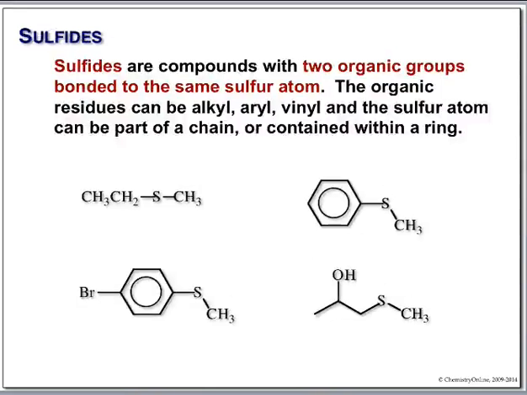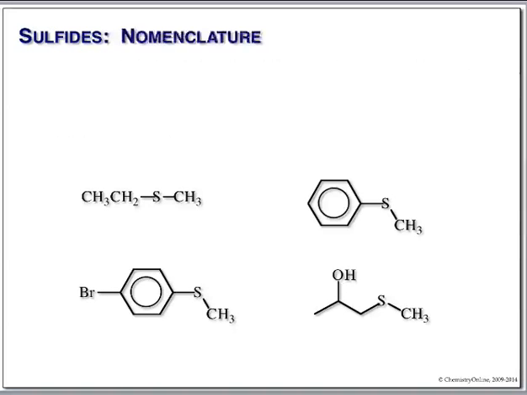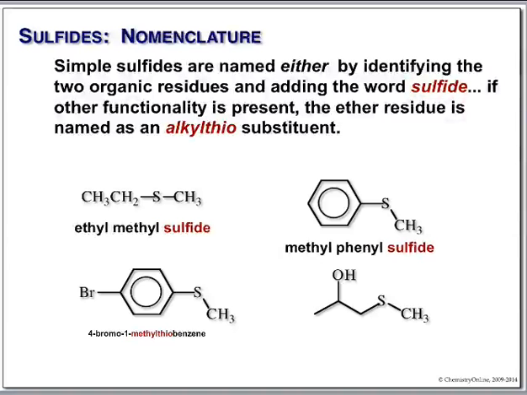A sulfide is a sulfur with alkyl or aryl groups on either side. We would name them simply by calling it a sulfide. If we have somebody else as our parent, we can name it as an alkyl thiol. So this is methyl thiol, that's this guy here. We're not really going to do sulfide nomenclature on exams. This is a nice simple example: ethyl methyl sulfide, methyl phenyl sulfide.